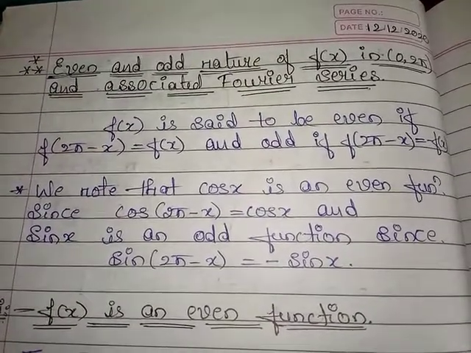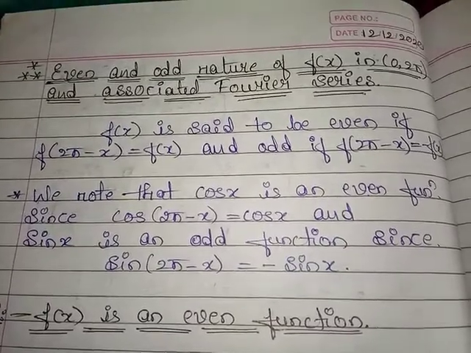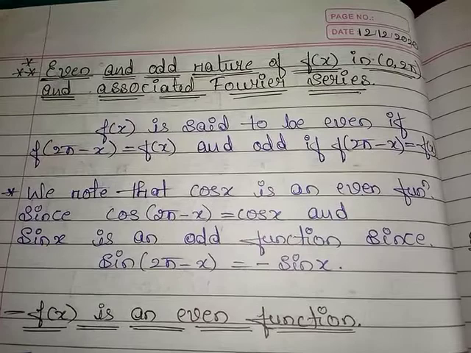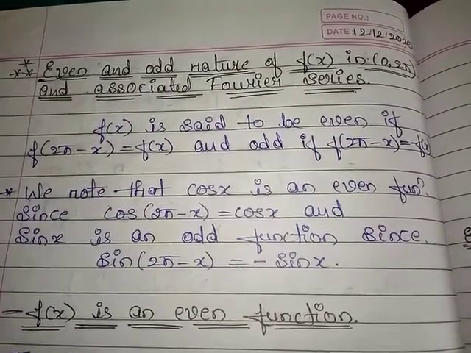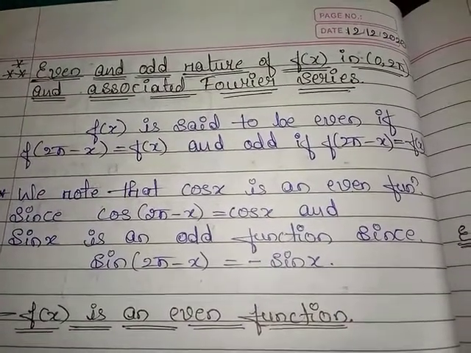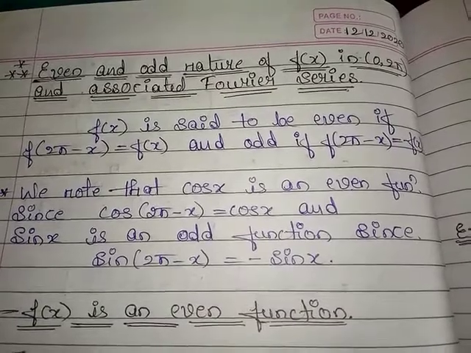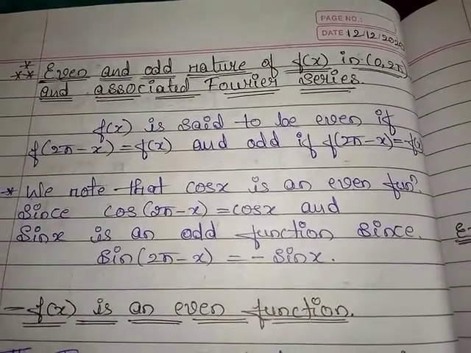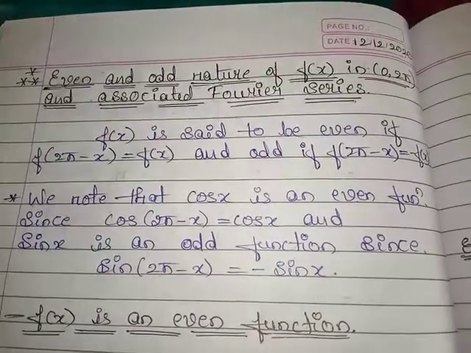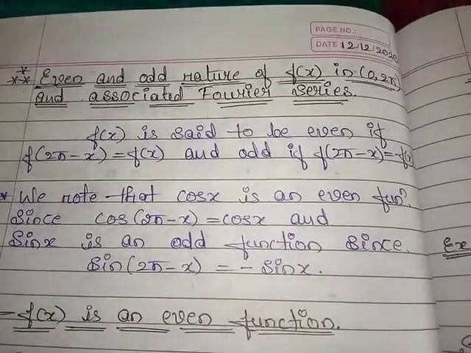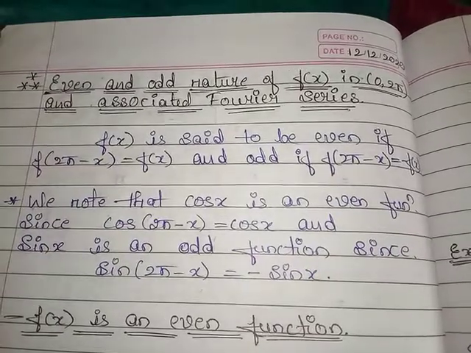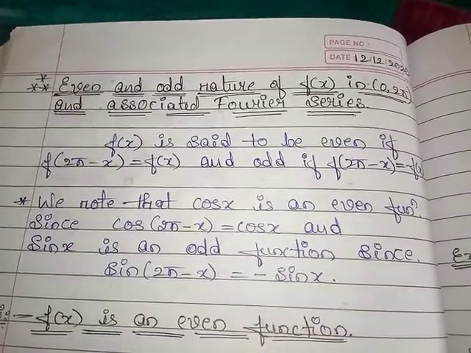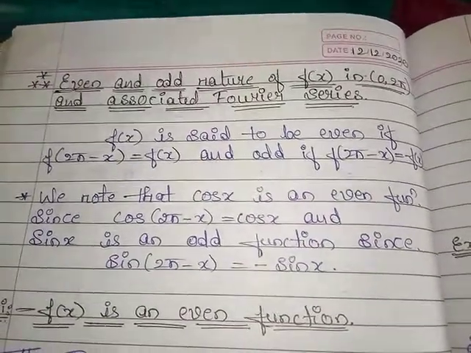Today I am going to start a new topic in Fourier series, that is the even and odd nature of f of x in the interval 0 to 2 pi and the associated Fourier series. We already studied the even and odd nature of f of x in the interval minus pi to pi, and this is for the interval 0 to 2 pi.